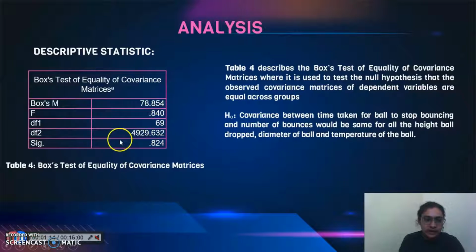Since our significance is 0.824, which is more than 0.05, we cannot reject our null hypothesis and we can perform the MANOVA. For our analysis, the confidence interval is 95%, so we set our significance level at 0.05.